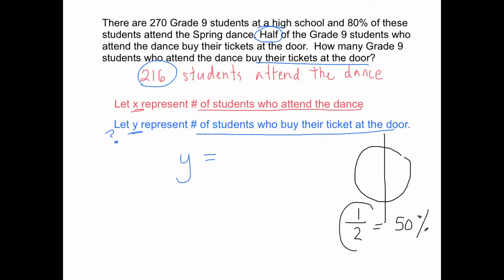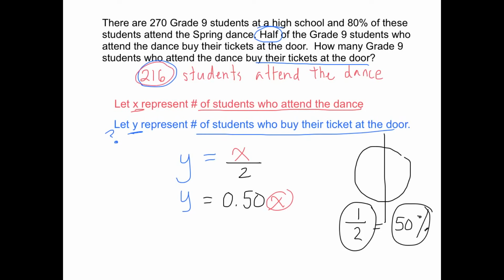How can we use these values and put them into our equation? Well, to calculate the number of students who buy their ticket at the door, we would take the total number of students who attend the dance, which we've represented by x, and we would divide it by 2. Or we could take 50% and write it as a decimal, which would be 0.50, and multiply it by the number of students who attend the dance. That will tell us what 50% of that number is. So let's replace our x with 216, since we've just figured out how many students actually attend this dance.